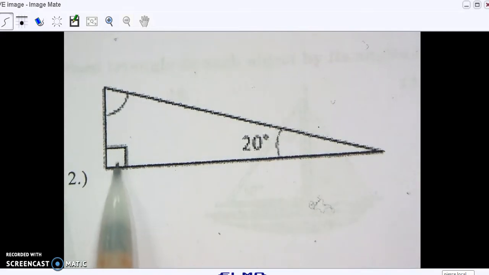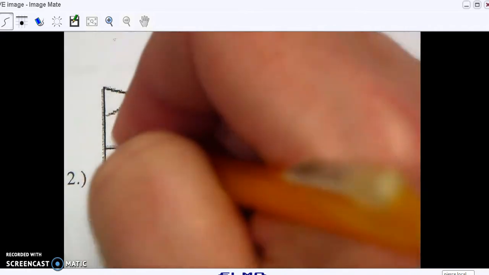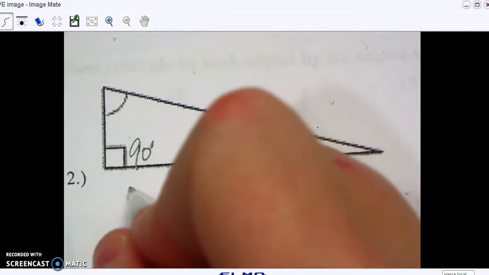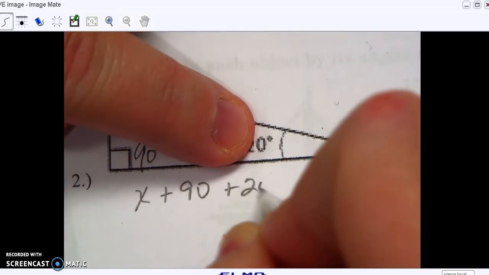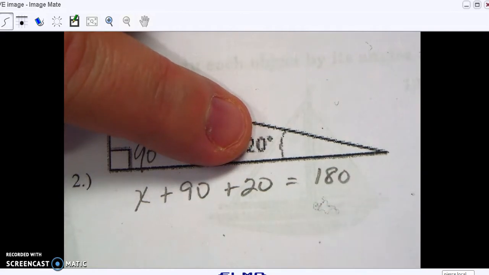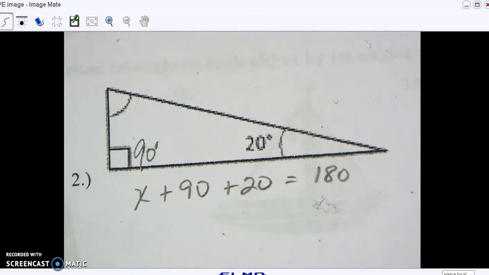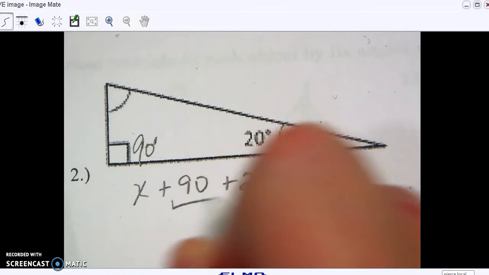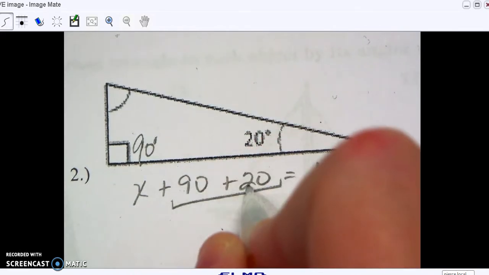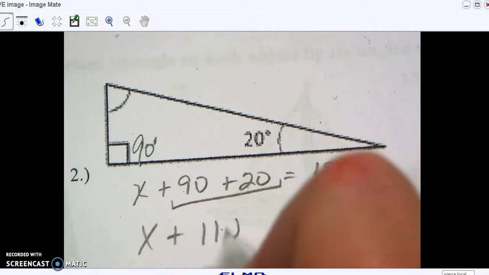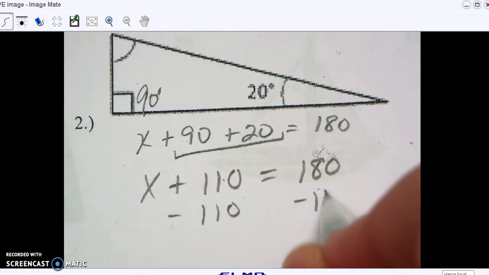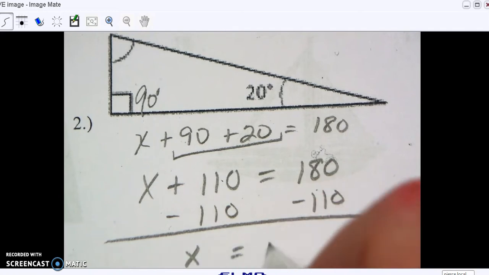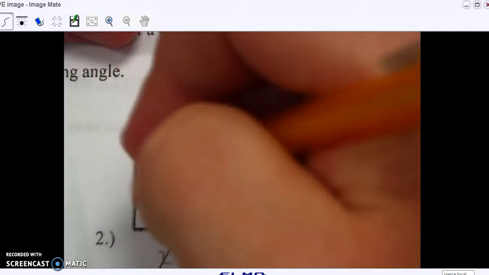What about when they only give you one angle measurement? Well, in this one they really gave you two, because you have to know that that right angle indicator is 90 degrees always. So this is 90 degrees. So I've got x, my unknown angle, plus 90 plus 20 equals 180 degrees for my formula. 90 plus 20 is 110, so x plus 110 equals 180. Subtract 110 from both sides to solve, and x is equal to 70 degrees. So you can put in 70 degrees right there.